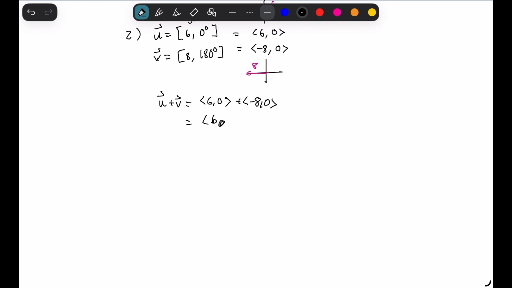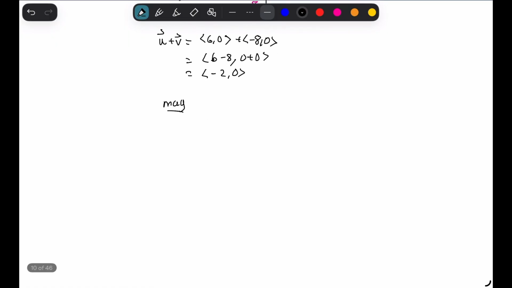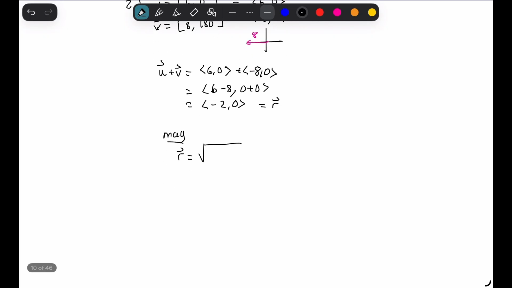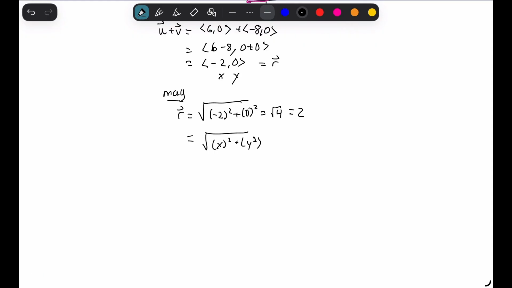We'll add this component-wise, where you add the x components and you add the y components. You never add the x components to the y components. Now onto our magnitude. Our resultant vector of adding u and v will be equal to the square root of negative 2 squared plus 0 squared, and this is equal to 2. Again, this is from the square root of x squared plus y squared of our component form, where this is our x and this is our y.